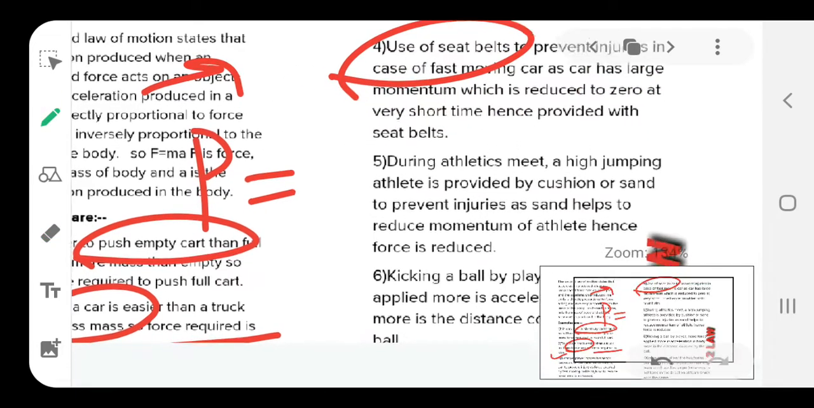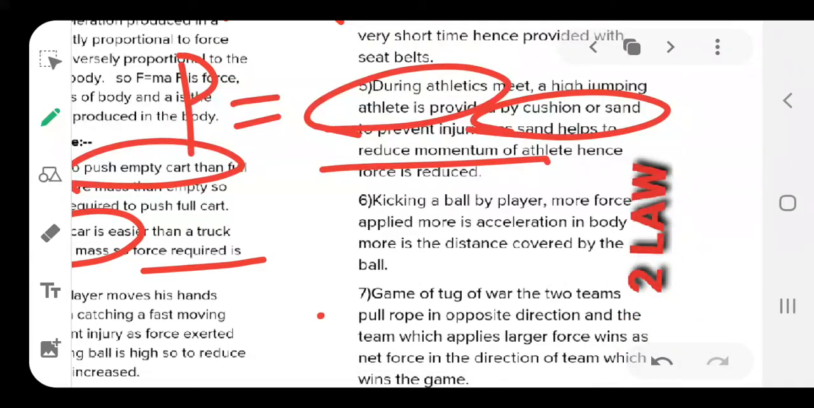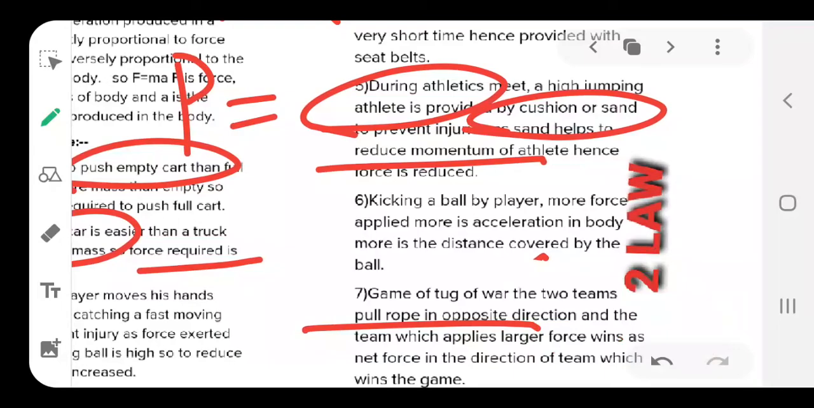Similarly, we have seen that when an athlete does a high jump or long jump, we provide a cushion. Why? To reduce the momentum when the athlete falls on the respective zone. Similarly, kicking the ball, and the tug of war game: you know that when two teams pull the rope in opposite directions, the team which applies the larger force ultimately wins the game.